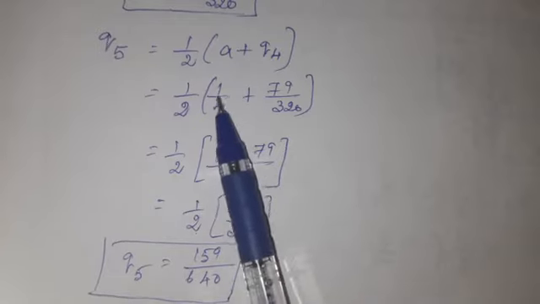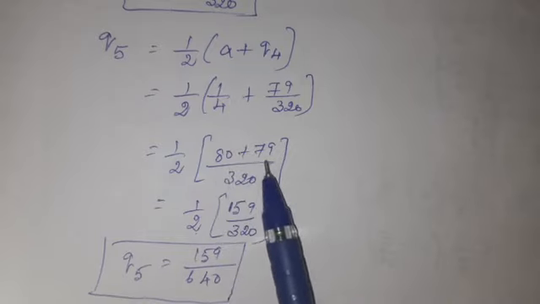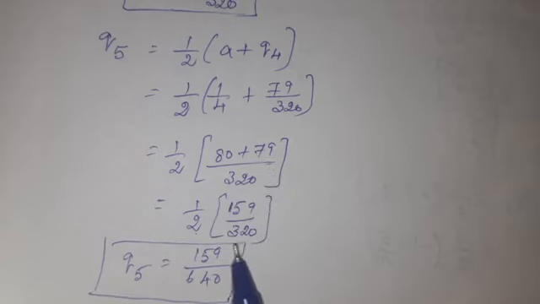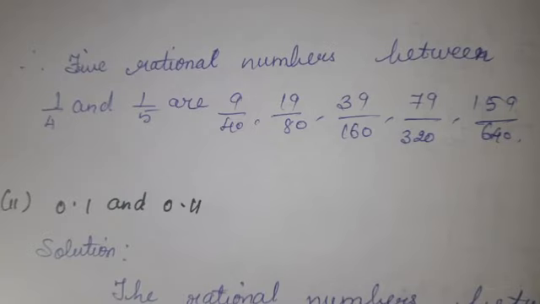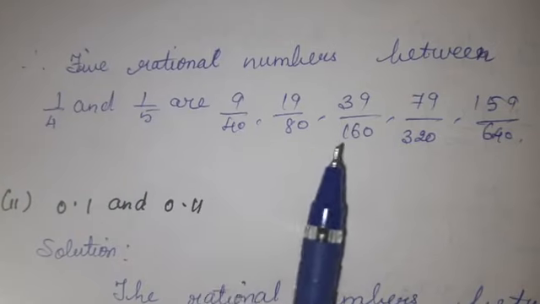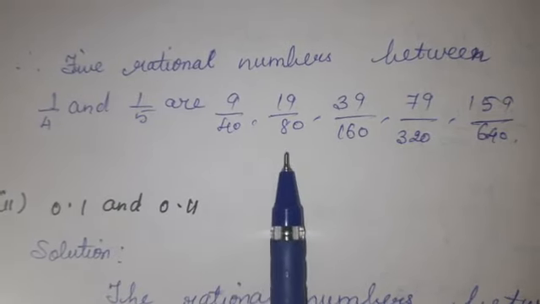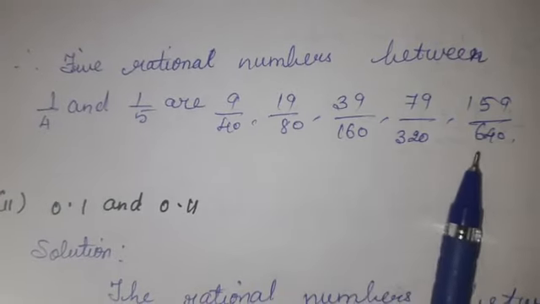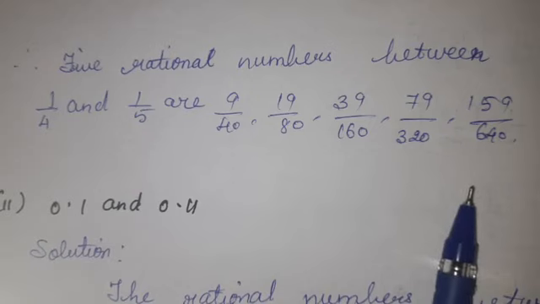That number should be multiplied with the numerator, that is 80 plus 79 is equal to 1 by 2 into, when you add, 159 divided by 320, is equal to, multiply this, 1 into 159 divided by 2 into 320 is 640. This is the fifth rational number. Therefore, the 5 rational numbers between 1 by 4 and 1 by 5 are 9 by 40, 19 by 80, 39 by 160, 79 by 320, 159 divided by 640.